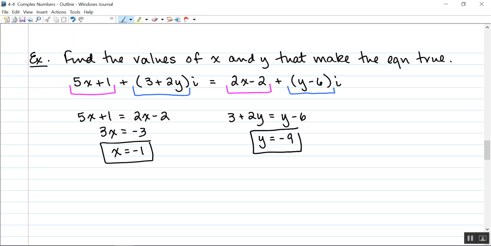So to solve an equation that looks like this, just identify what are the real parts, which are the imaginary parts, and set them equal to each other.